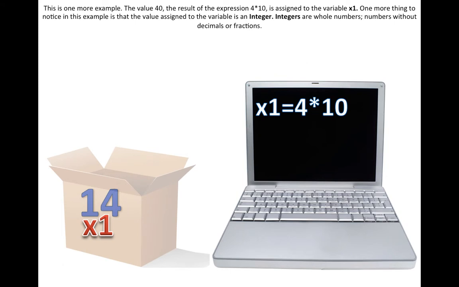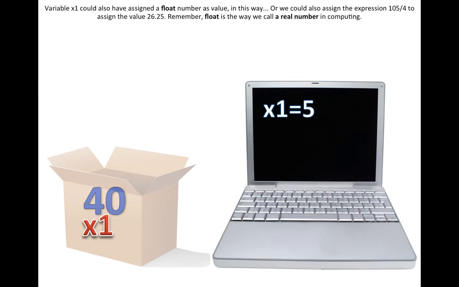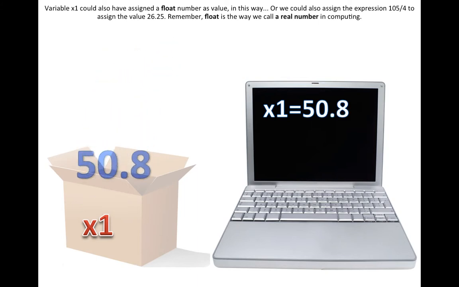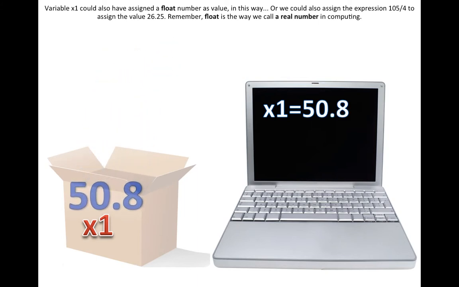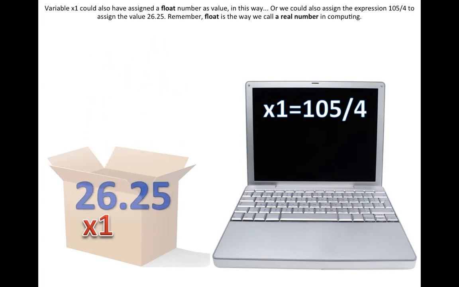This is one more example. The value 40, the result of the expression 4 times 10, is assigned to the variable x1. One more thing to notice in this example is that the value assigned to the variable is an integer. Integers are whole numbers, numbers without decimals or fractions. Variable x1 could also have assigned a float number as value in this way. Or we could also assign the expression 105 divided by 4 to assign the value 26.25. Remember, float is the way we call a real number in computing.